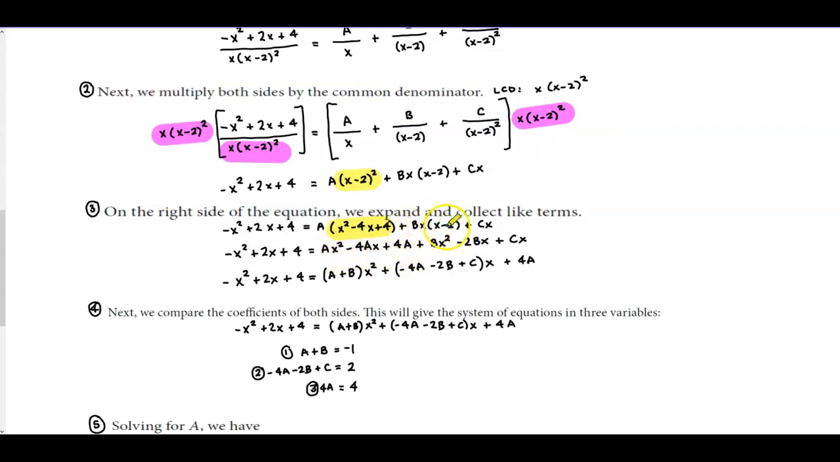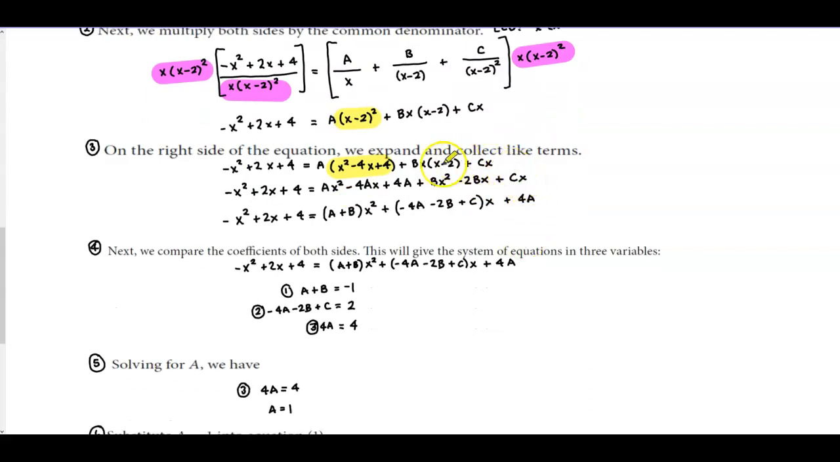Then we're going to distribute the bx. So we're going to get bx squared minus 2bx and then plus c. And now when we collect like terms, we're going to collect all the x squareds, all the x's, and all the constants. So if we look at the x squareds in here, there's an ax squared and there's a bx squared, and that gives us that, a plus b times x squared.